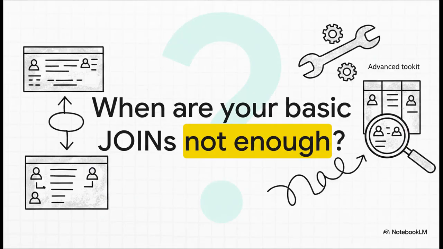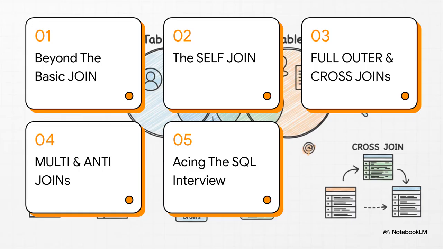So let me set the scene for you. You've got a single table of employees, and inside that table, each person has a manager ID. Now your boss comes over and asks for a simple list, every employee right next to their manager's name. How do you do that when all the names, both employee and manager, are in the exact same table? A basic join can't connect a table to itself, and that right there is why this advanced toolkit is so essential.